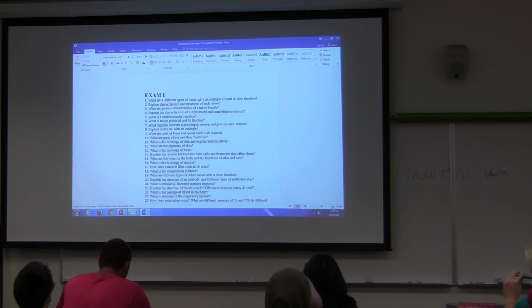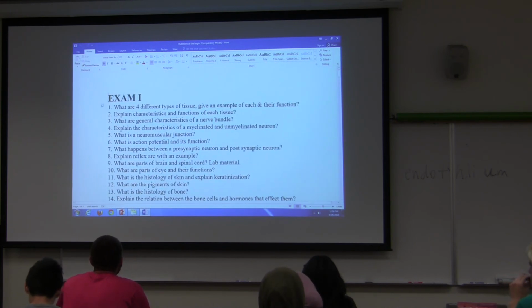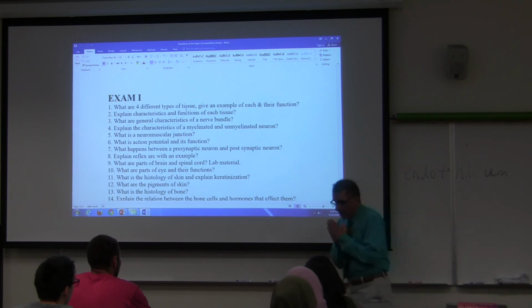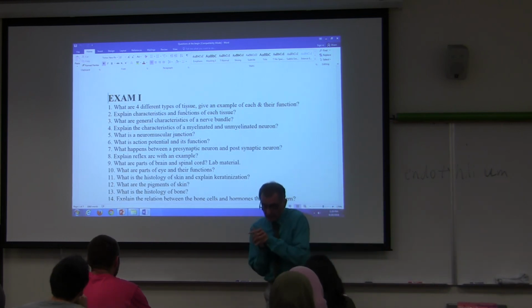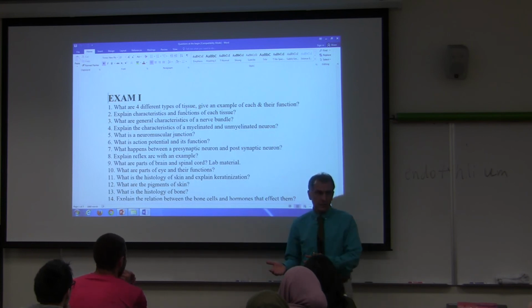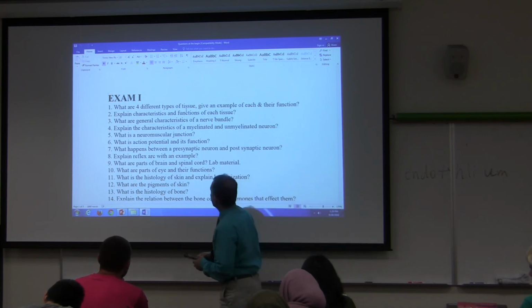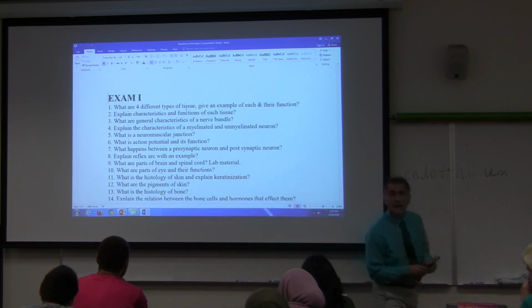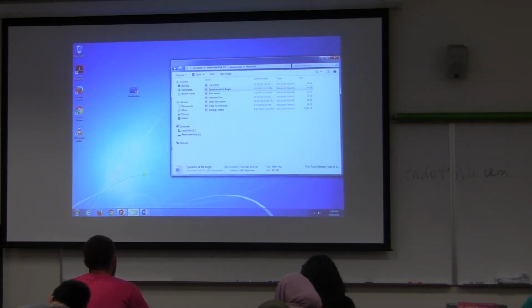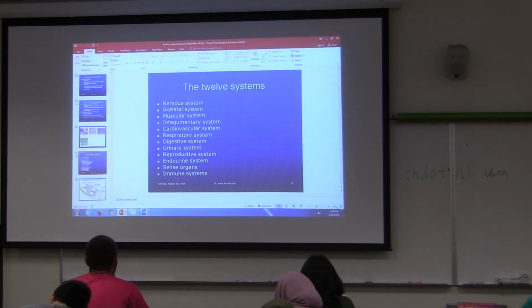Okay, so you guys can see these. I answered 4 different types of tissue, give an example of each and their function. I did that. Is that right or not? That could be an essay question on September 11th. Then explain characteristics and function of each tissue, which we did quickly. And then what are general characteristics of a nerve bundle? We have not done that. Right? We have not done it. So let's do it. Let's go back and then quickly go back to our PowerPoint systems.